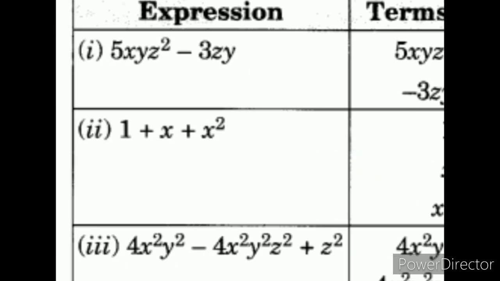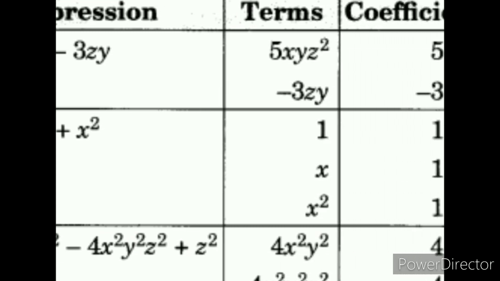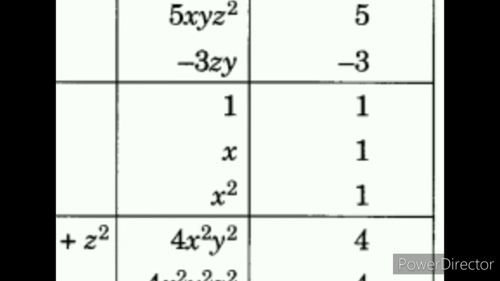Third expression, here also we have 3 terms, so it is also a trinomial. You write the terms one by one. The first term coefficient is 4, the second term minus 4, and for the third term there is no number, so we should consider 1. Okay.